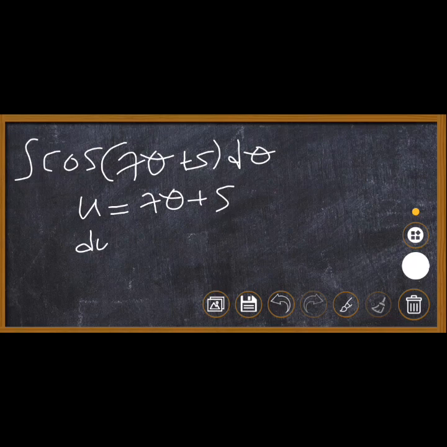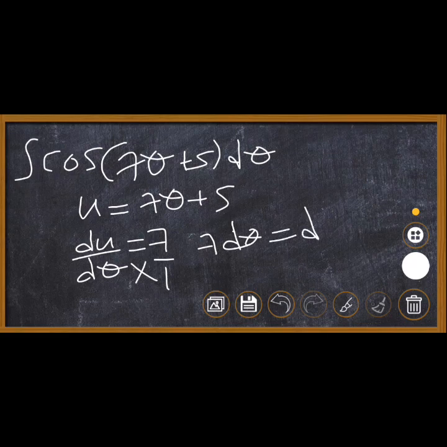So we differentiate this: du over d theta equal to, when we differentiate 7 theta, of course, we're just going to have 7. So let's make d theta here the subject of the formula. So when we multiply this, we are going to have 7 d theta equal to du. So let's make d theta the subject by dividing 7 to both sides. So this and that cancel. We are just ending with what? D theta equal to du over 7.